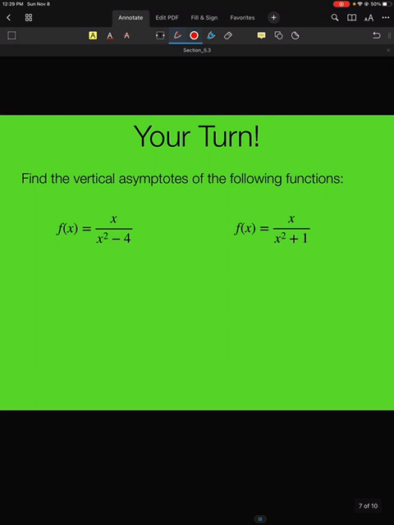Here's some your turns. Again, try them out, see if there are any vertical asymptotes. And then if there are, tell me where they are. Okay, there can be more than one. In both of our examples, there was just one. There can be 0, there can be more than one, and there can be 1. Okay, so all choices there.